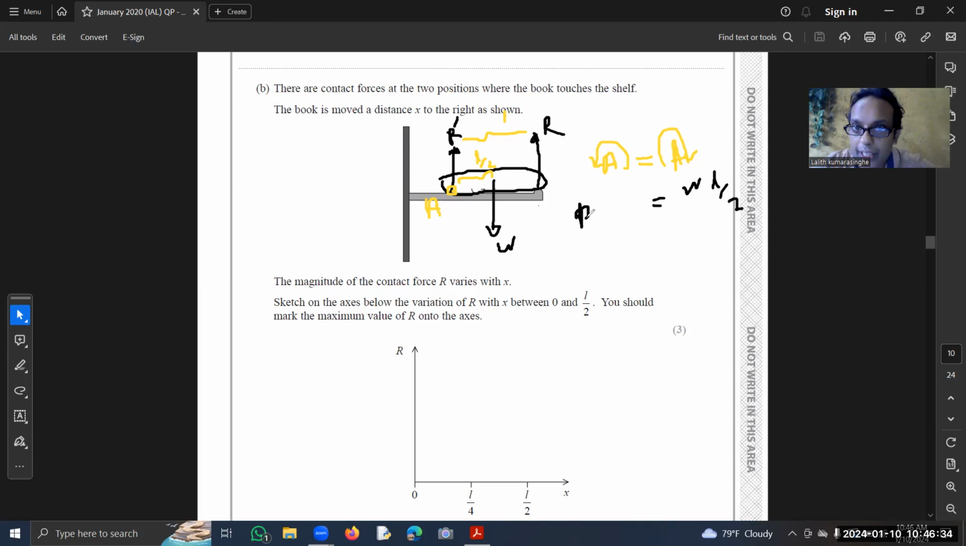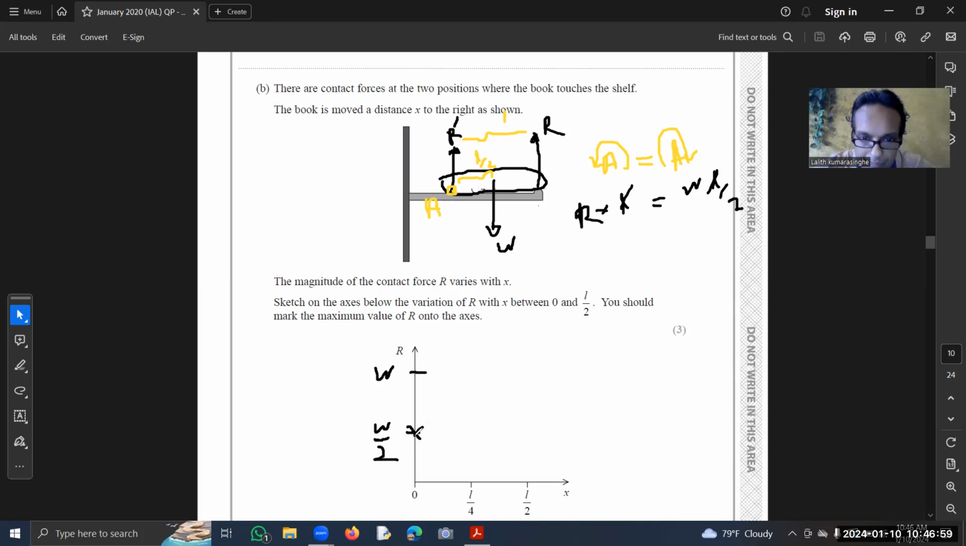R dash can't make any moment. The reason for that is it's on A. There is no distance from that. Okay, L cancels off. R is equal to W over 2. So when x equals 0, R is equal to W over 2. I'll mark a W here. R will be equal to W over 2. I got one point.